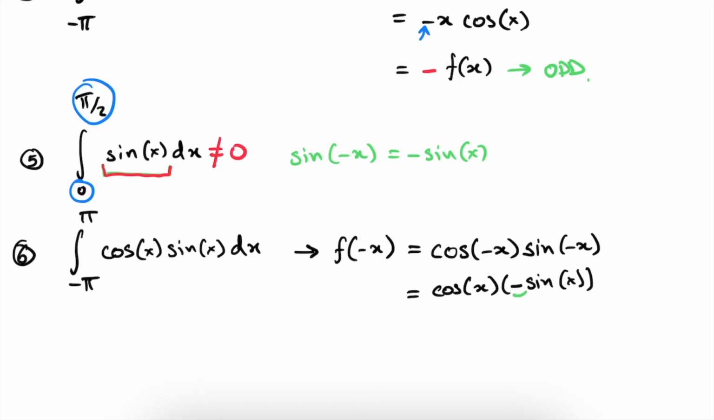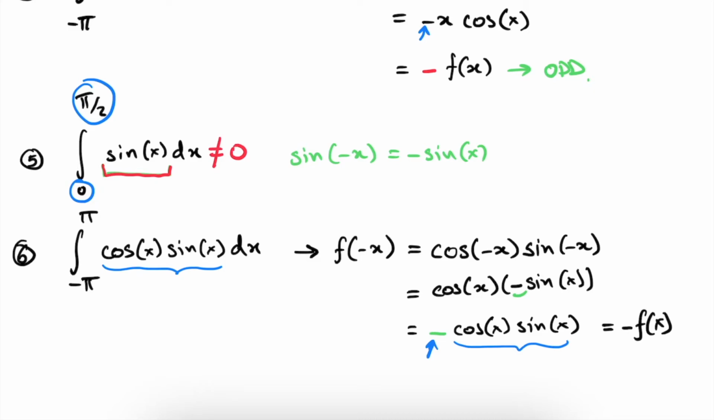This minus sign here can be brought in front, so we get minus the cosine of x times the sine of x, and we see that we indeed get our original function again, however now with a minus sign in front. So we get that this is minus f of x. So this function is indeed an odd function, meaning that we can use our trick and say that this integral is immediately 0 without doing any integration.